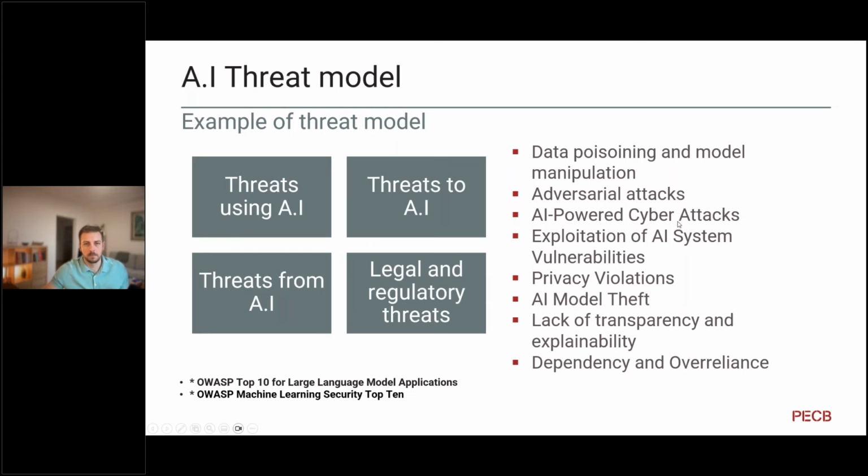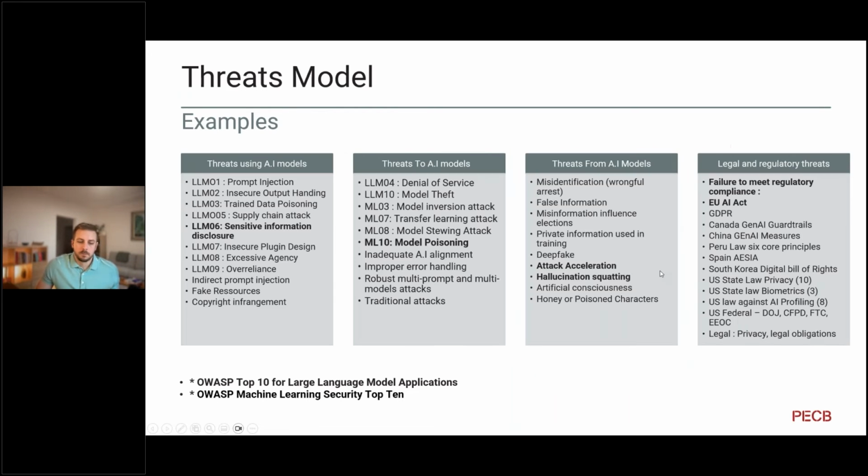Now, just to give some details about the categories that we presented just before, and we're talking about big categories, we put here some mapping that can also be considered. Take this as tools that you can reuse for your own risk assessment. You have the first slide which was presented, but this slide can also be useful. You can consider using the OWASP Top 10 for large language model applications, and also the OWASP Machine Learning Security Top 10, to classify the threats into these main categories.